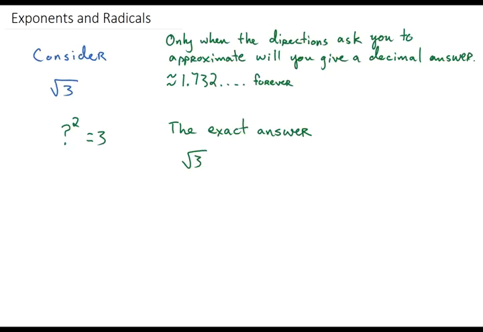So unless asked to approximate, you're always going to give the exact answer, which means leaving it in the square root if it doesn't square root evenly, or leaving it in the cube root if it doesn't cube root evenly, and so on. Let's look at an example so we can see how this ends up looking when it gets mixed in with other numbers, and also how to figure it out.